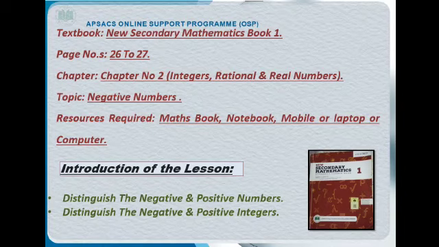Today we are going to revise something more about the integers which you have already done in OSP round 2. For this purpose, we will follow the textbook New Secondary Mathematics Book 1, page numbers 26 to 27. The chapter is chapter number 2, Integers, Rational and Real Numbers. The topic from this chapter is Negative Numbers. Resources required: Maths book, notebook, mobile or laptop or computer.